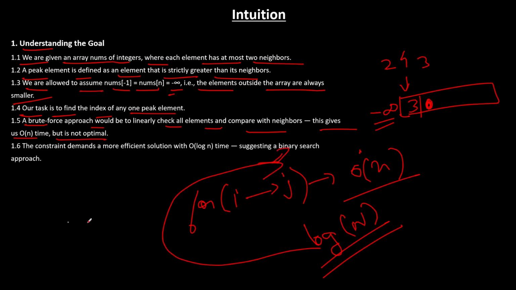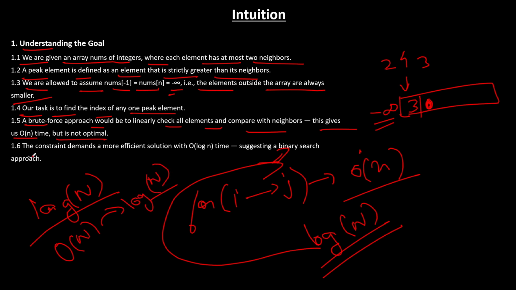If a question specifically says you have to complete the problem in log n time, please go and think about a binary search solution always. If you have to reduce any time complexity from O(n) to log n, it's binary search. Simple as that. That is what I have written here. The constraint demands a more efficient solution with log n time, suggesting a binary search approach. So I hope you understood the goal. Let's move to the next slide.